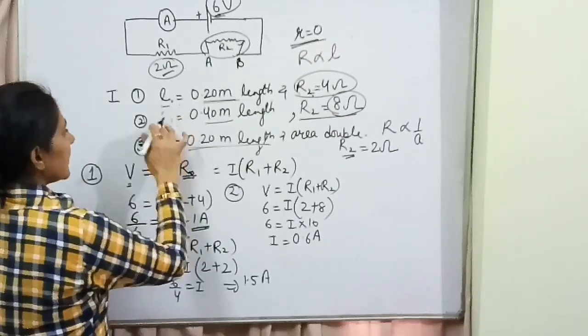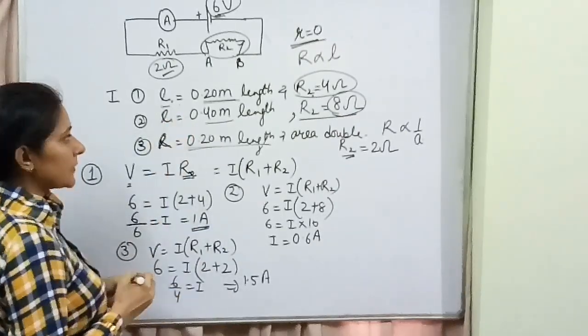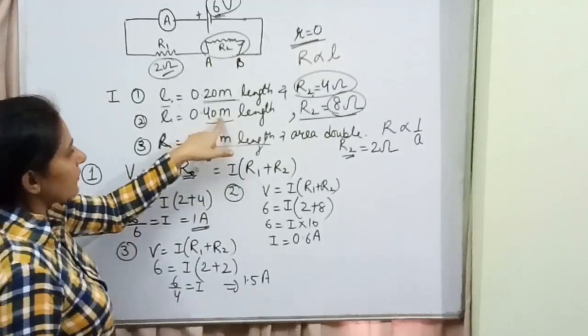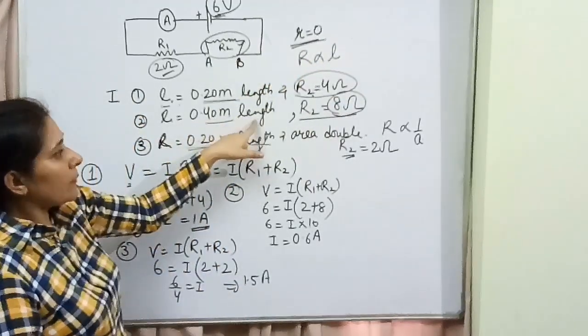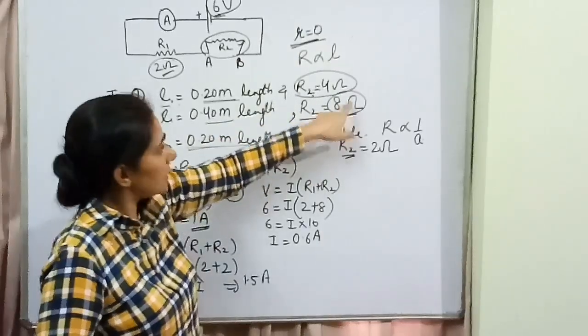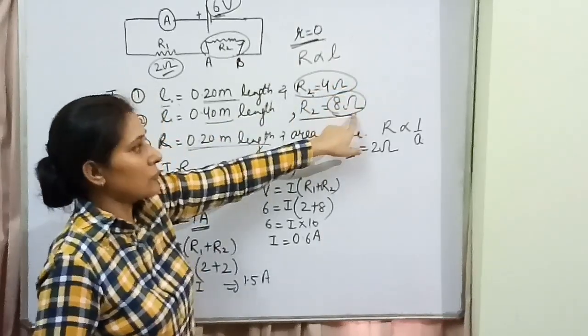In the second part they are saying the length of the wire will be doubled. That will be 0.4 meter length. And we are aware resistance is directly proportional to length. If the length is doubled, resistance will also be doubled. किसका doubled? जो पहले दिया था उससे double हो जाएगा.